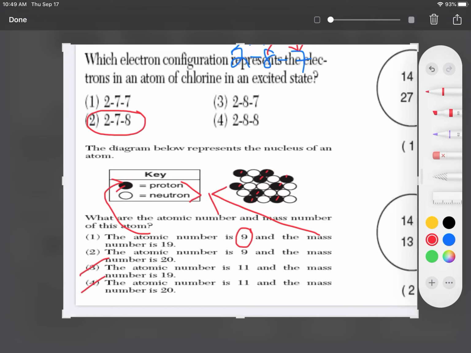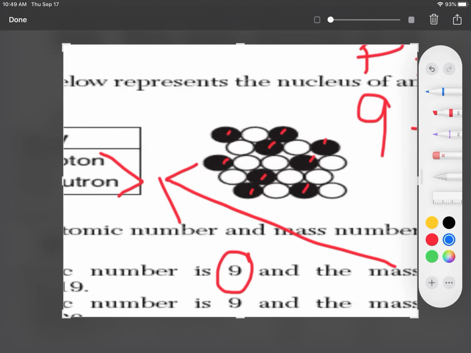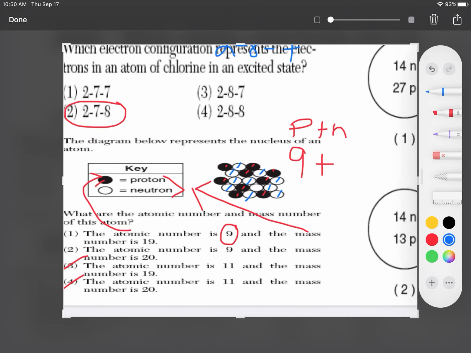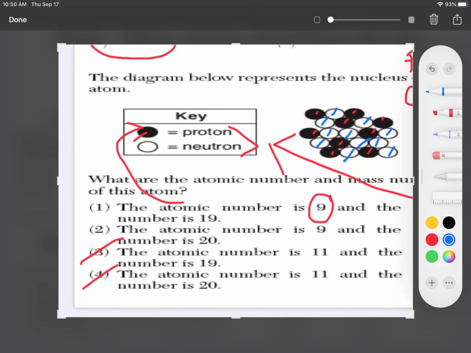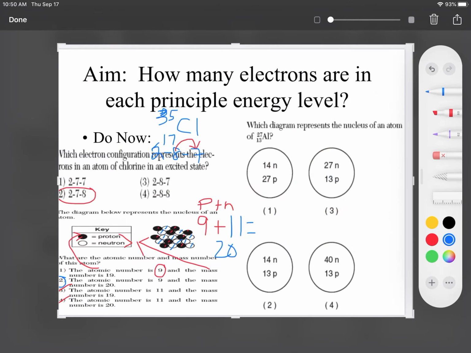Mass number, well, we just said the mass number is the protons plus the neutrons. So we have 9 protons plus, let's count the white circles now to see how many neutrons we have here. 1, 2, 3, 4, 5, 6, 7, 8, 9, 10, 11. 11. Okay? So 9 plus 11 will give me 20. So the answer is going to simply be choice 2.